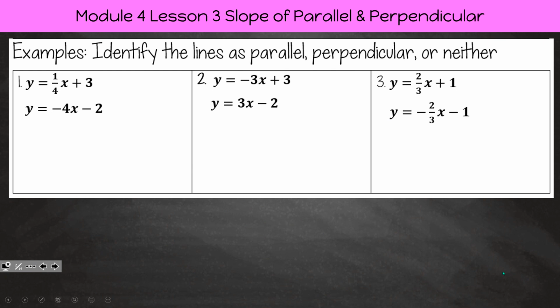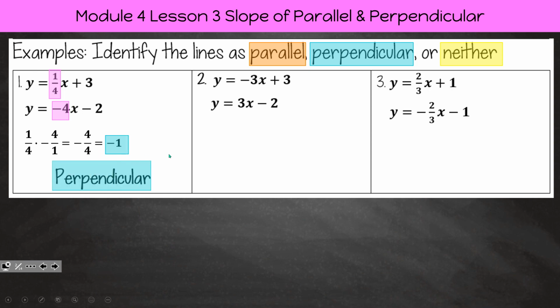All right, so let's do some examples. We need to identify these lines as parallel, perpendicular, or neither, because remember, lines can be neither parallel nor perpendicular. We have y is equal to 1/4 x plus 3, and y is equal to -4x minus 2. When I multiply 1/4 times -4/1, because remember, -4 is the same as -4/1, that is equal to -4 divided by 4, which is -1. So those two lines would be perpendicular. They create a 90-degree angle where they intersect.